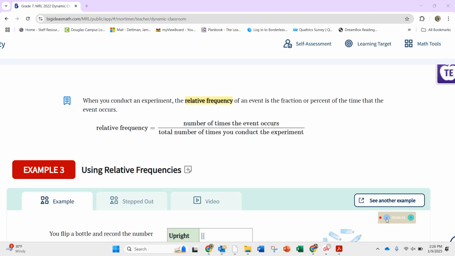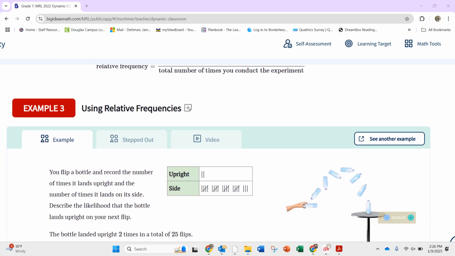All right, so here's a definition that would be good for you to write in your notes. So you're going to want to pause this and write this down. When you conduct an experiment, the relative frequency of an event is the fraction or percent of the time that the event occurs. So relative frequency equals the number of times the event occurs divided by what? The total number of times you conduct the experiment. So I'm going to continue with the video. You pause it, you write that down, so you have that for when you're doing examples in a few minutes.